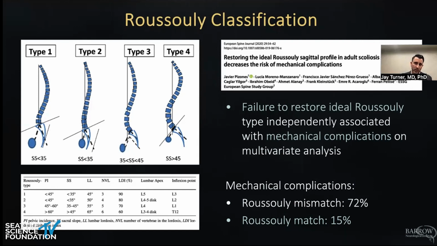And there's been quite a lot of work around this, and it's been demonstrated that failure to restore the ideal Roussouly type was independently associated with mechanical complications, and that restoring ideal shape, putting the lordosis in the right locations, the right magnitude of lordosis, right location, matters.